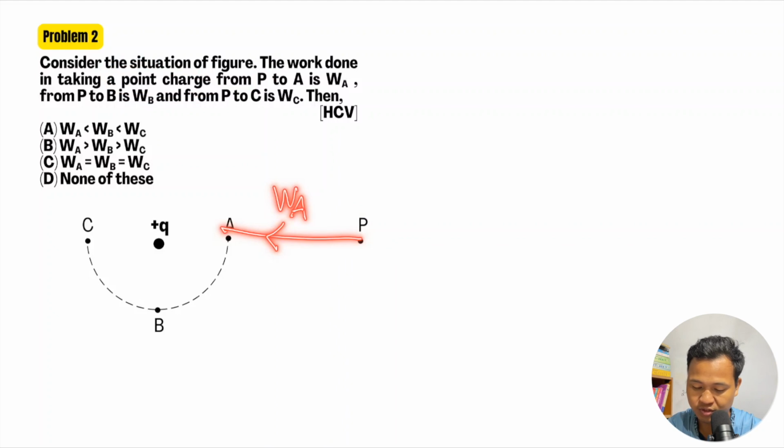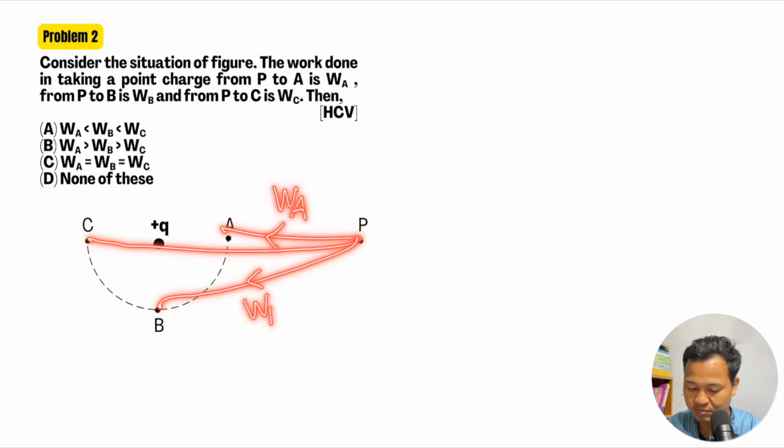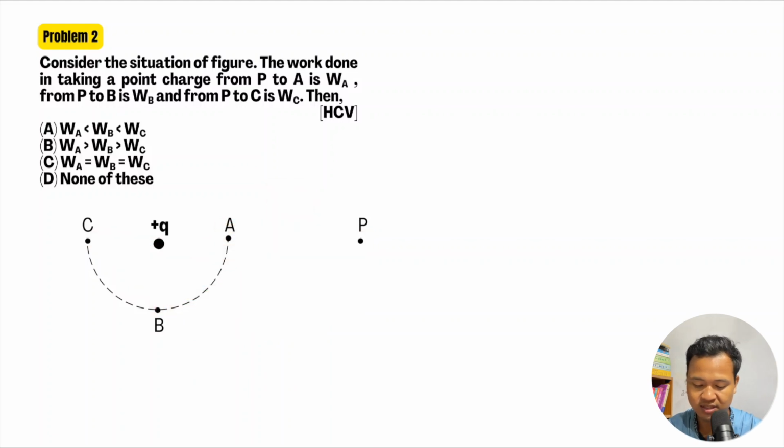When you take the point charge from P to B, the work done is WB. From P to C, the work done is WC. So this is a question on equipotential surface. What is the potential at point A?